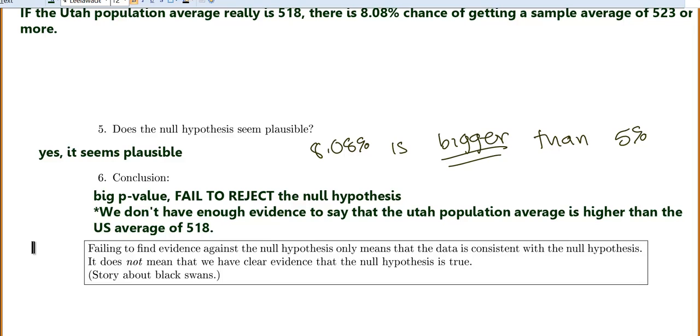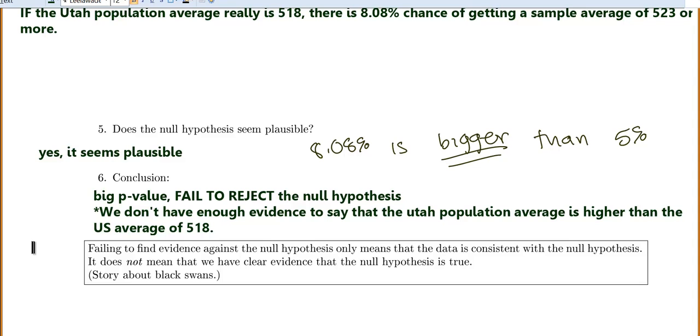And here's a little note that kind of ties into that. So failing to find evidence against the null hypothesis, like in this situation, only means that the data is consistent with the null hypothesis. It doesn't actually mean that we have clear evidence that the null is true. So that's why, in this case, we didn't say we conclude that the population average is 518. We say that we don't actually have enough evidence to say that it's higher than 518.